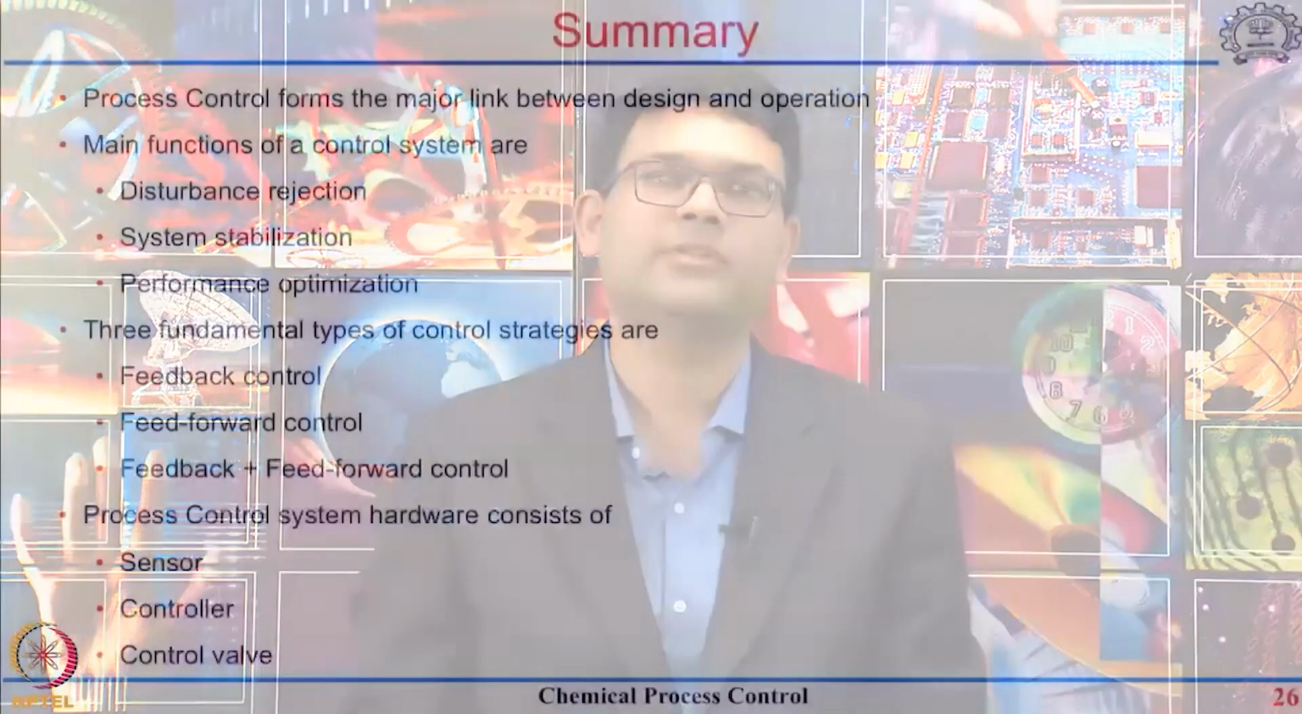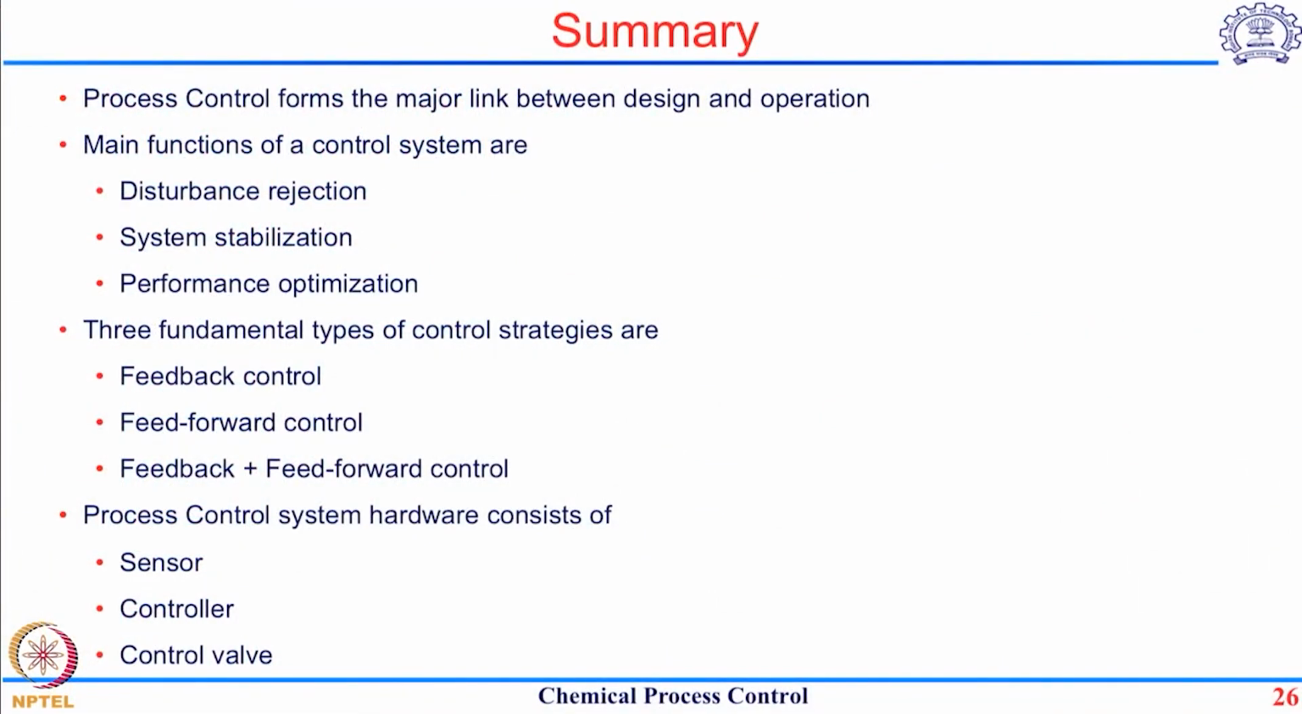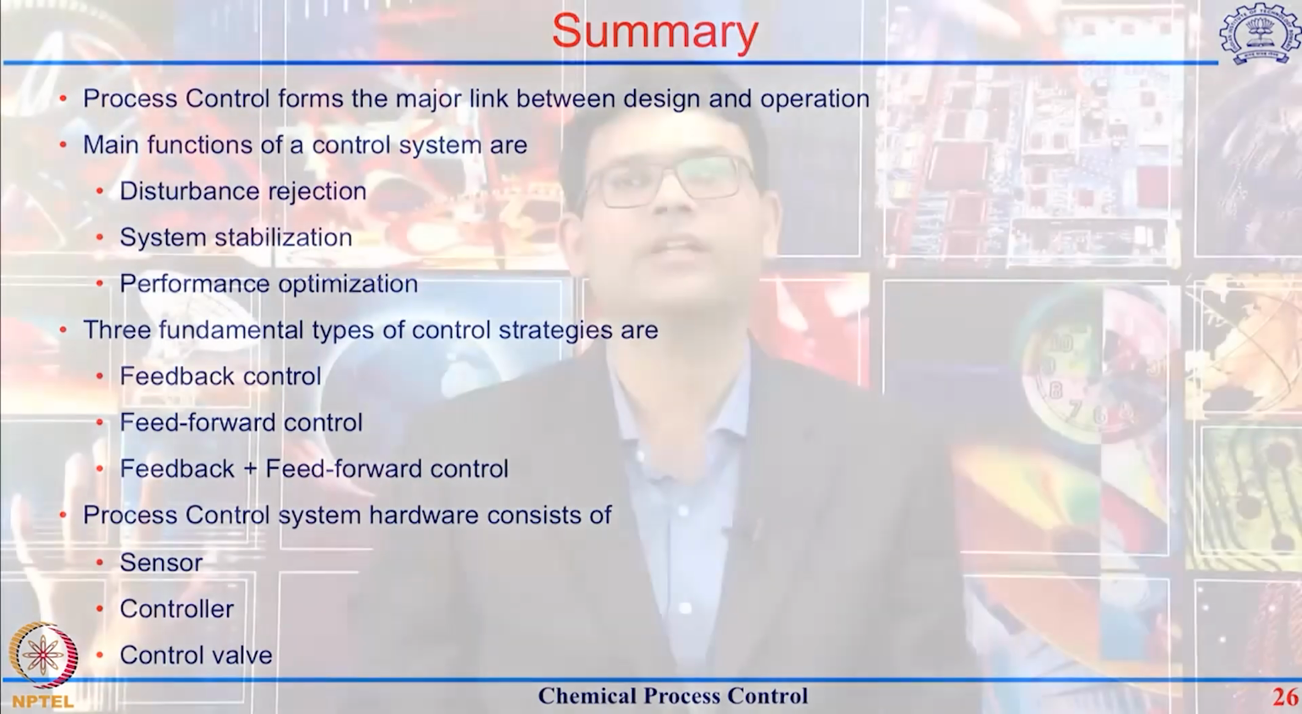And the elements of control system are a measuring instrument or sensor which is going to tell you where the process is at, the controller which is going to take the necessary action based on the current value of the process, and a control valve which is going to implement these changes suggested by the controller into the real process. In the next lecture, we will look at what is the role of dynamics in terms of achieving process control. Thank you.